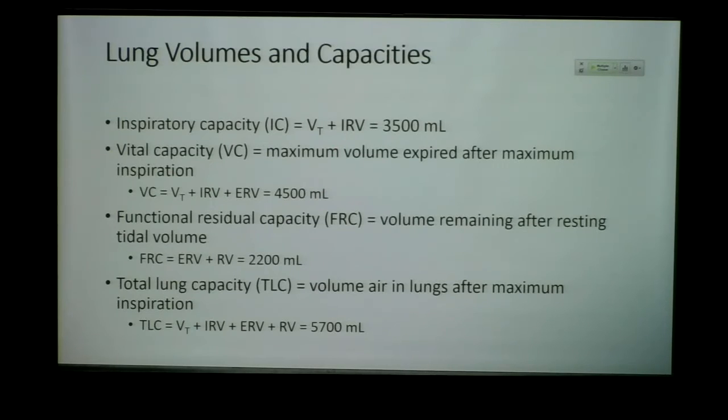Your tidal volume plus the extra air that you can move in a more forced inspiration. That's usually about 3,500 milliliters. Your vital capacity is the maximum volume that you can expire after inspiration.